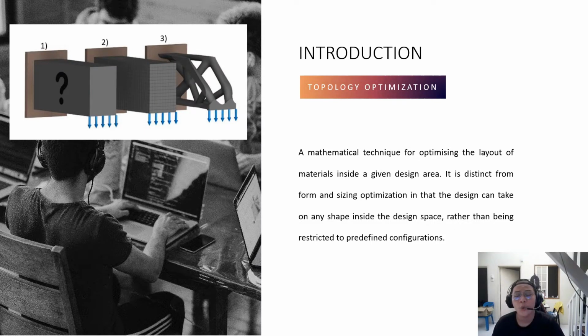So, what is topology optimization? Topology optimization is a mathematical technique for optimizing the layout of material inside a given design area. It differs from shape and sizing optimization in that the design can take on any shape inside the design space, rather than being restricted to a predefined configuration.